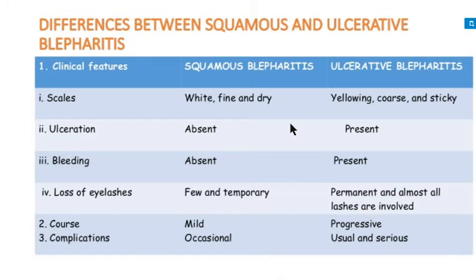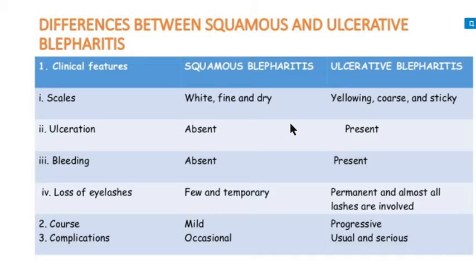So yeah, these are the differences between the squamous blepharitis and the ulcerative blepharitis. First we come to the clinical features in scales. Scales are usually white, fine and dry in squamous blepharitis, but we see yellowing, coarse and sticky scales, which we call matting, usually in cases of ulcerative blepharitis.